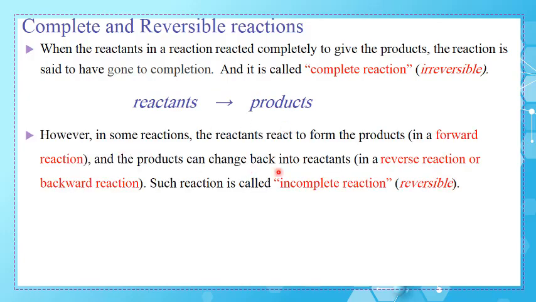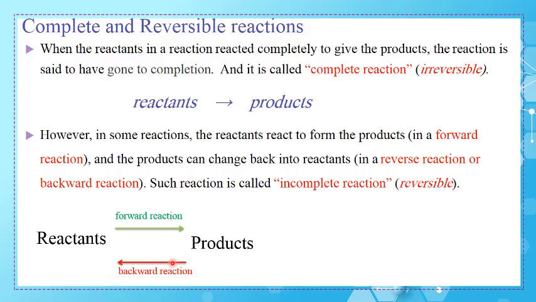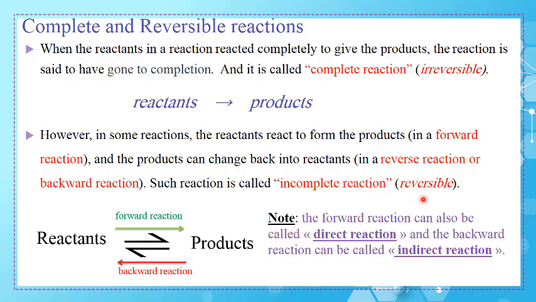But in some reactions, the reactants react to form the products in a forward reaction, and the products in turn can change back into reactants. Such reactions are called incomplete or reversible reactions. Actually, this is the case of the combination of hemoglobin with oxygen. This kind of reaction is represented as follows. Here are the reactants. They go in a forward reaction to produce the products, and the products in turn, as we said, react to produce again the reactants in the backward reaction. So we use two arrows in order to say that this reaction is incomplete or reversible.